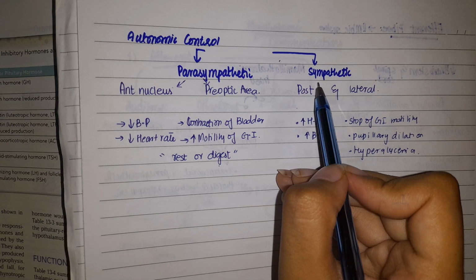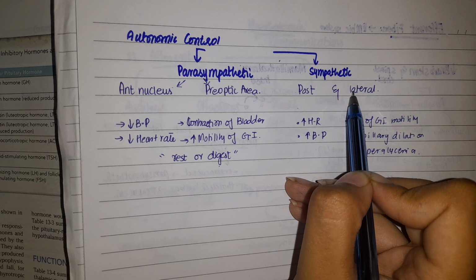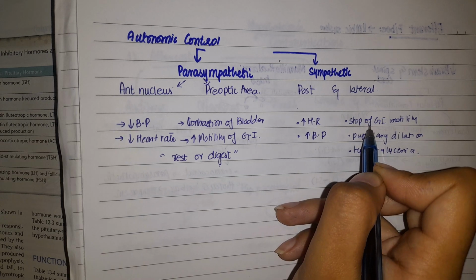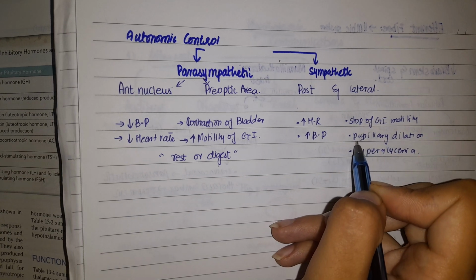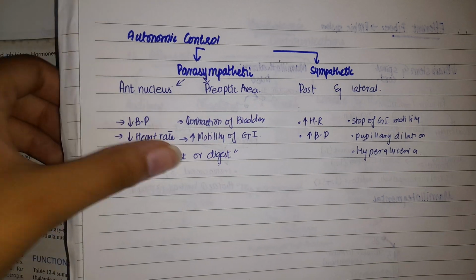But in the sympathetic system, that is the fight or flight system, the posterior and lateral nuclei are involved, and they increase the heart rate and the blood pressure, they stop the gastrointestinal tract, they do pupillary dilation, and they cause hyperglycemia.